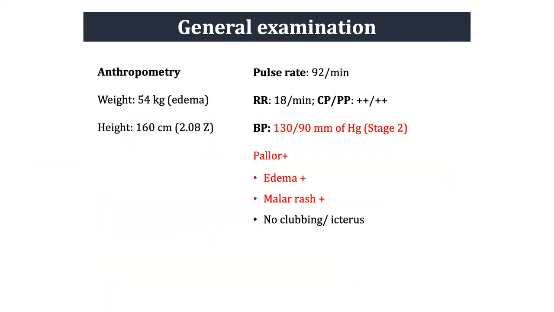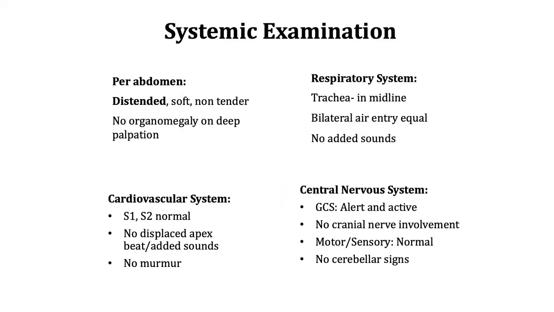In the general physical examination, her anthropometric measurements were within normal limits. However, she had stage 2 hypertension with pallor, edema, and malar rash. In the systemic examination, her abdomen was distended. However, she had no organomegaly. Rest of the systemic examinations were within normal limits.